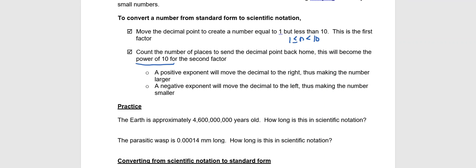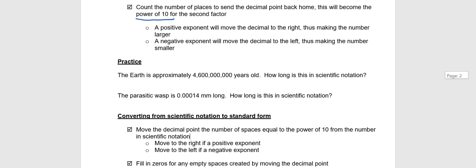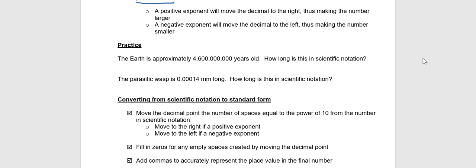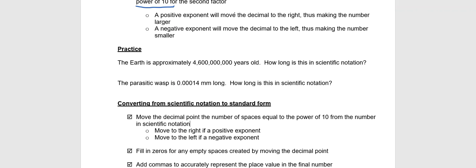So all of this should ring somewhat familiar to you, but we'll quickly go through a couple of problems just to make sure that you're on track with these. The other thing is really big numbers are represented with positive exponents for our power of 10, and really small numbers are represented by negative exponents for our power of 10. So let's take one of these problems. The Earth is approximately 4,600,000,000 years old. That's a big number, as we said.